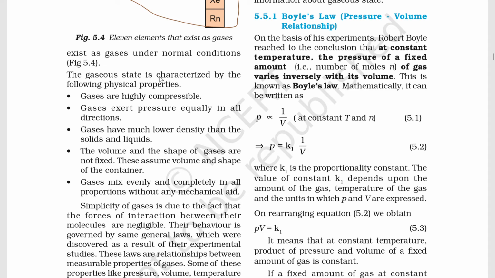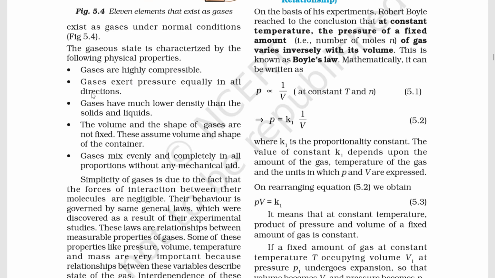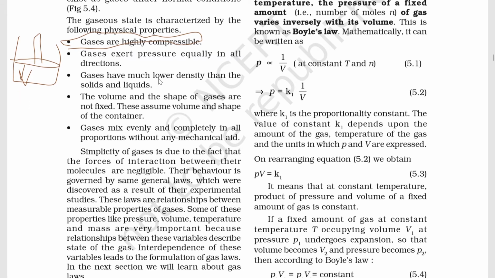The gaseous state is characterized by physical properties. Gases are highly compressible. Yes, we know that gases are highly compressible. They have no fixed volume. We can easily compress them, like if we have a piston kind of thing, then we can press them. Gases exert pressure equally in all directions, which means they don't have restricted movement. They can go here, here, anywhere.